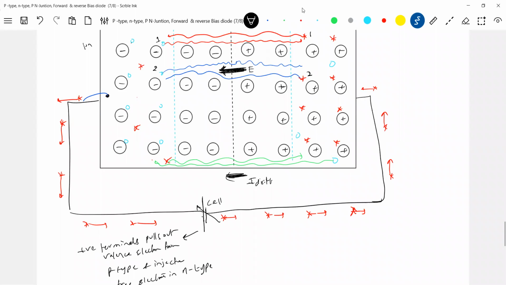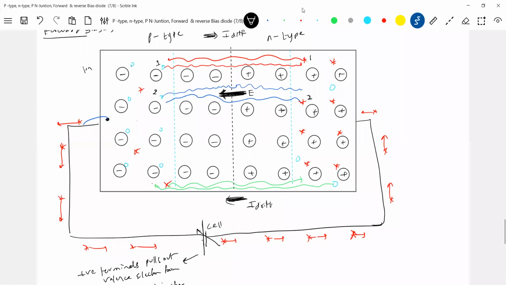Now this valence electron is pulled. In place of this valence electron, what do you get? This valence electron has become a free electron now, and a hole is generated. Now this hole, what will it do? It will pull out this valence electron. So the valence electron will come here and the hole will be formed here. Now this hole will pull out this valence electron.